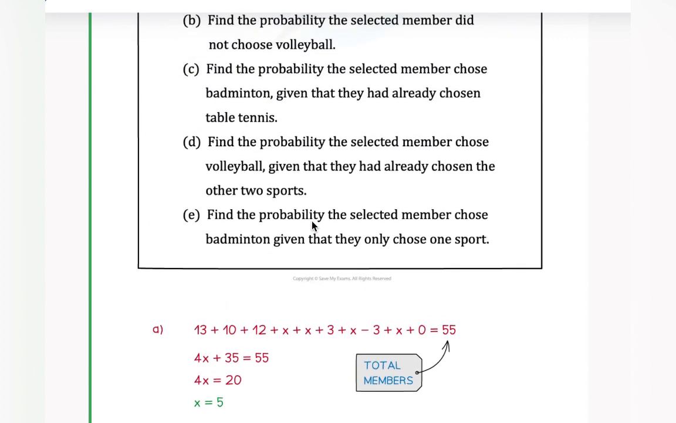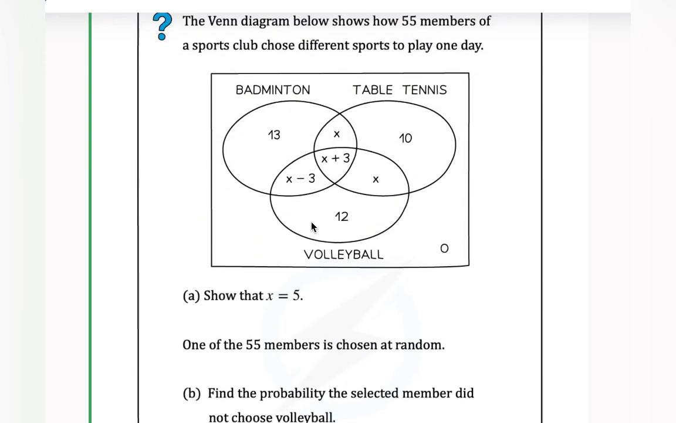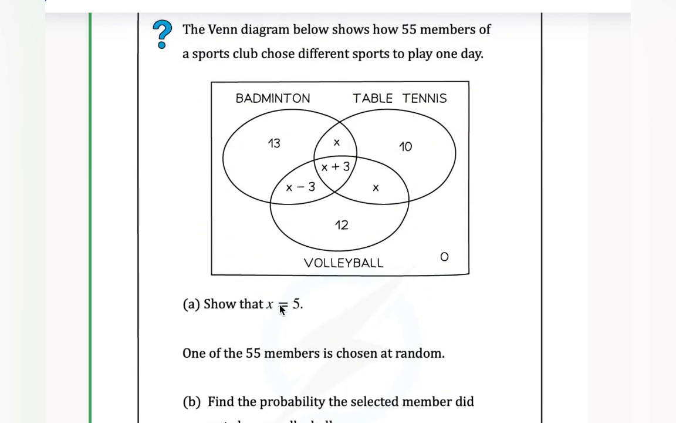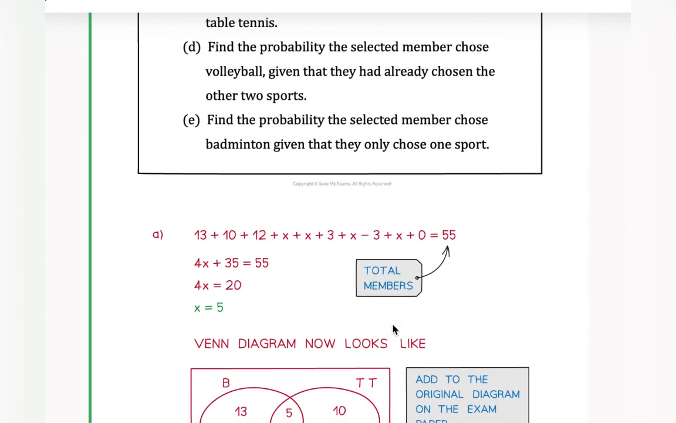Okay, so what we do is to just say find the value of x, or show that x is 5. So you say 30 plus, we can add the numbers first: 30 plus 10 plus 12 plus x plus 3 plus x minus 3 plus x equal to 55. So that's what is done here.